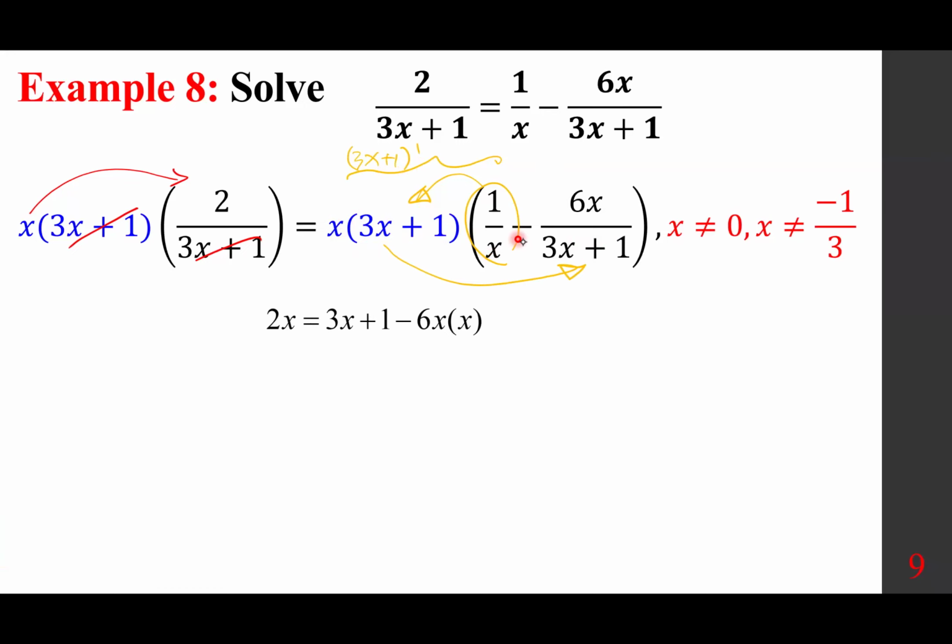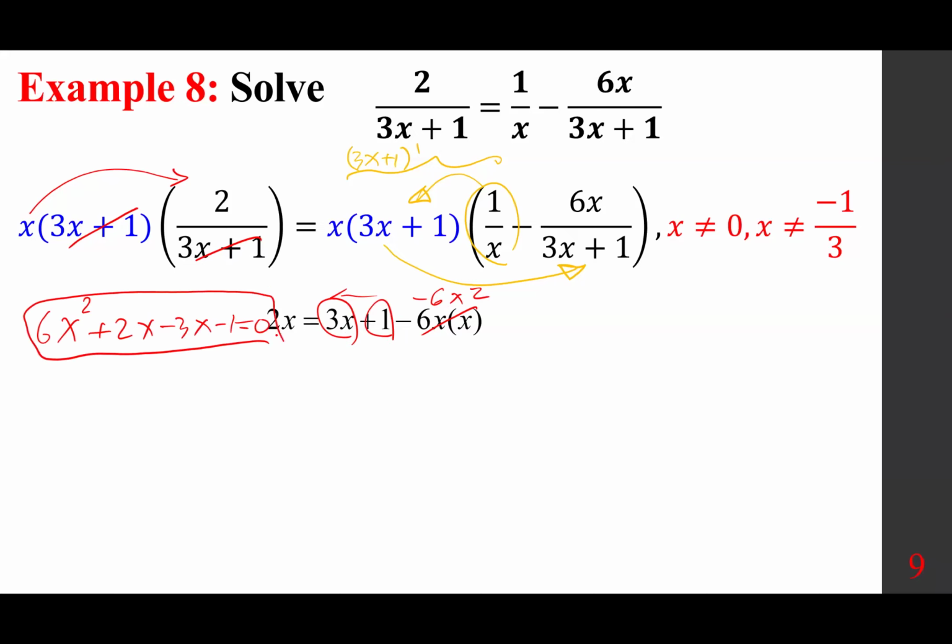To solve this, we're going to bring it to the same side as follows. First, because this is negative 6x squared, let's just write it down. Okay? We are going to move everything this way, so we get 6x squared plus 2x. This becomes minus 3x. This becomes minus 1. And the reason I'm bringing it on this side is because I want the leading term to have a positive leading coefficient. 2x and minus 3x will add up to negative x.